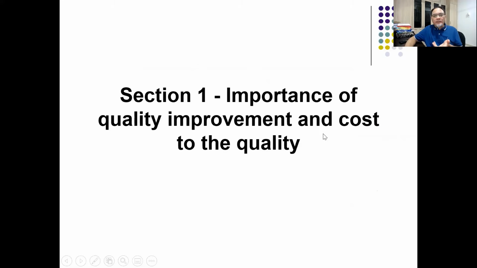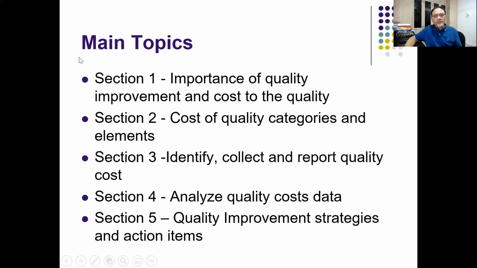Now, I've completed section 1, which is the importance of quality, improvement and cost of quality, and the second section, which is the cost of quality categories and elements. So today I'm going to finish by completing the rest of the sections, which are identifying, collecting, and reporting quality costs, analyzing quality costs, and some quality improvement strategies and action plans.